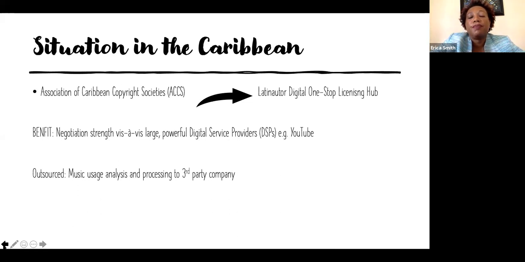And then because of the amount of data to be processed, because billions and billions of streams are happening online, even the largest CMOs are unable to do all of that analysis internally. So generally, they set up these hubs and outsource that processing. For the Latin Autor system, there's a company in Argentina that does that processing on behalf of all the Latin Autor members. So we joined the Latin Autor system and we were very, very pleased, but it hasn't really worked out yet.